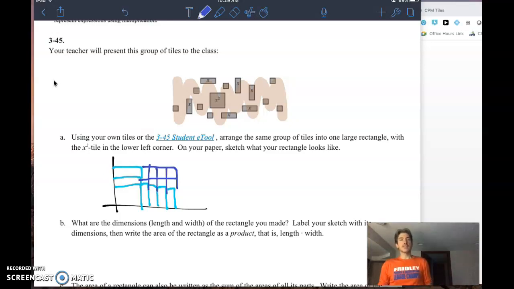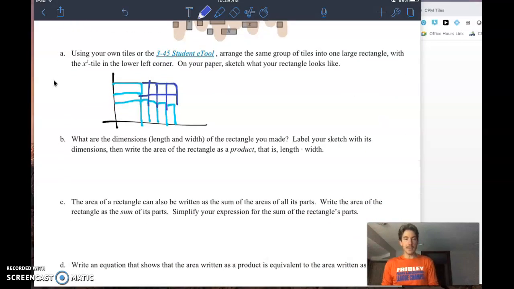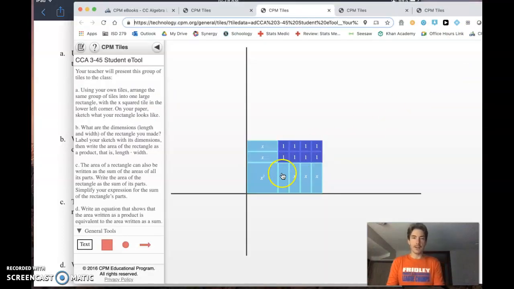Now, here is going to be where some of this new learning comes in. Because part B, after we have that sketch, says, hey, what are the dimensions? What are the length and the width of this rectangle? Okay, and length and width are going to be available right here to me. I've got the length, which is this piece, and I've got the width, which is this piece.